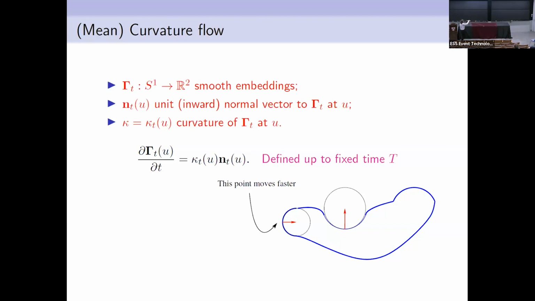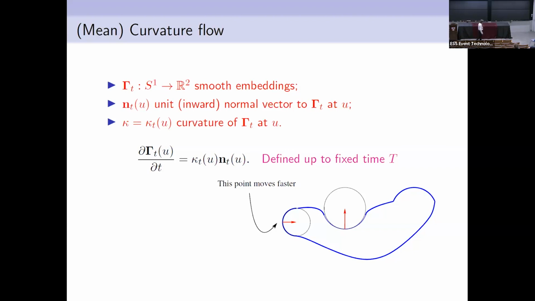And curvature flow, well, the way that the point gamma_t of u moves is that it moves along the inward normal at a rate proportional to the curvature. So this point moves faster than this point, and this point's going to move inwards, and that point's going to move outwards.